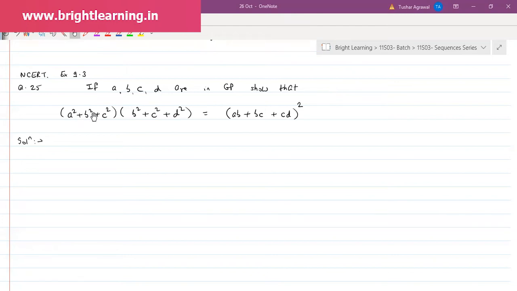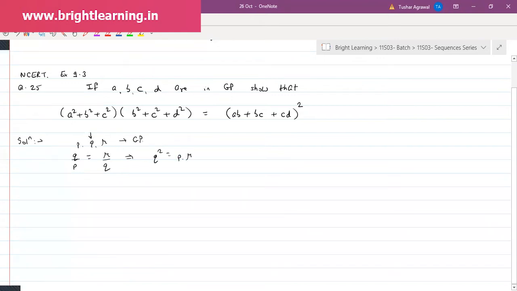So here, when three numbers are in geometric progression, let's say P, Q, R, if they are in GP, then we say that this Q is the geometric mean of P and R. So P, Q, R in geometric progression, what result do we have? Q upon P is equal to R upon Q, the definition of a geometric progression. Q upon previous term is equal to R upon previous term. So ultimately, what result do we have? Q square is equal to P multiplied by R.